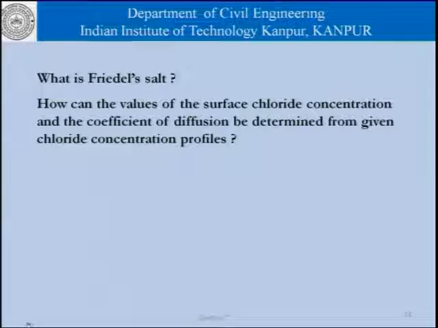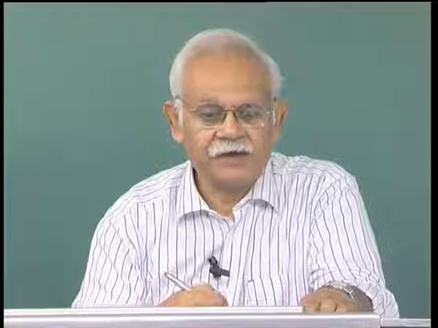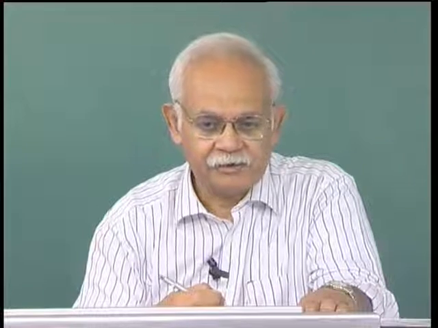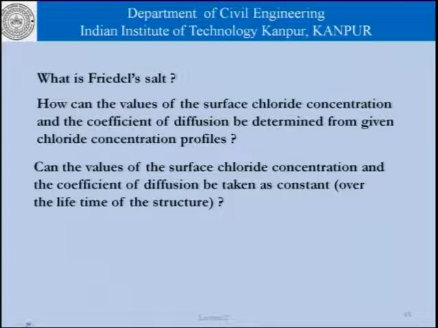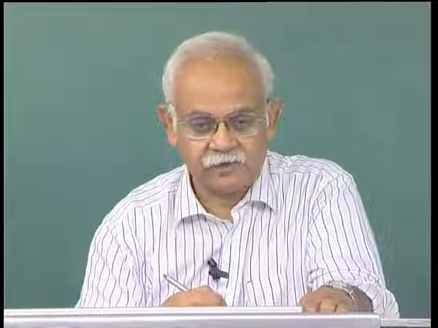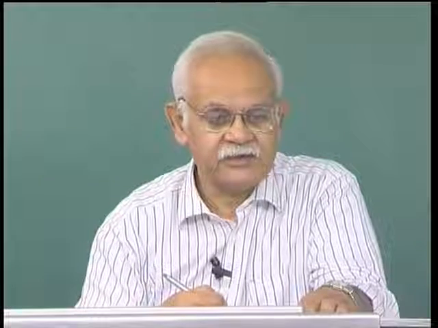In the discussion today, we just said that given a concentration profile with a certain number of points, we can do it in an iterative manner. Please try to see how actually that iteration process will work. Can the values of the surface chloride concentration and the coefficient of diffusion be taken as constant? They are taken as constant, yes. They may be taken as constant, that is also another yes. But what are the implications of doing so? Is it realistic? Is it not realistic? And so on.